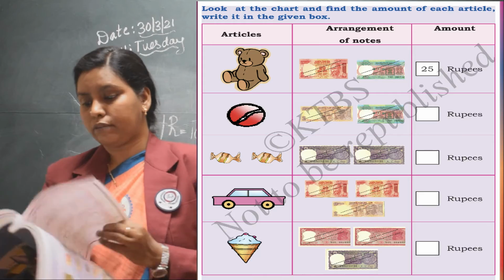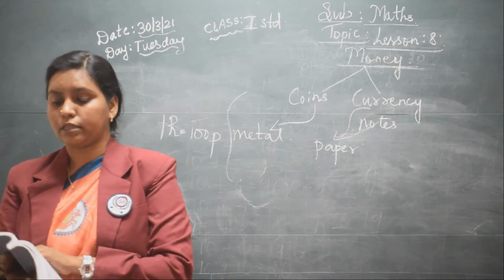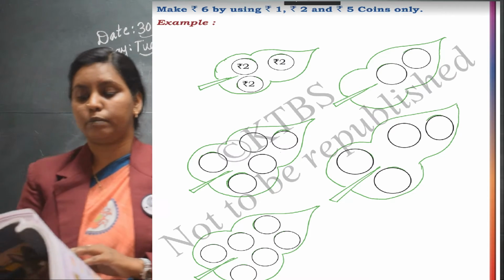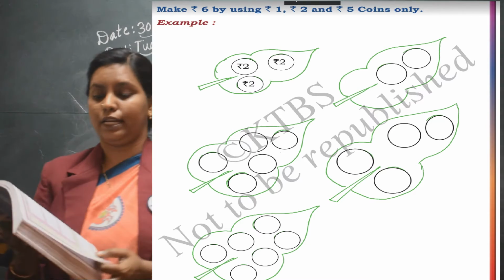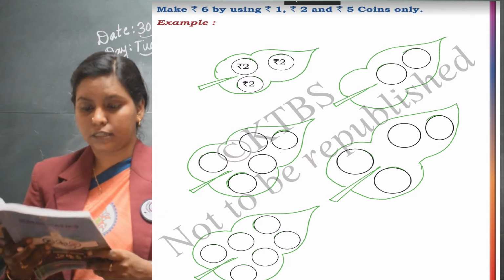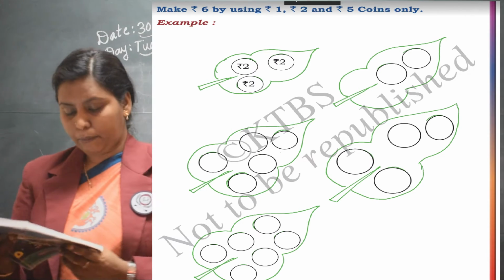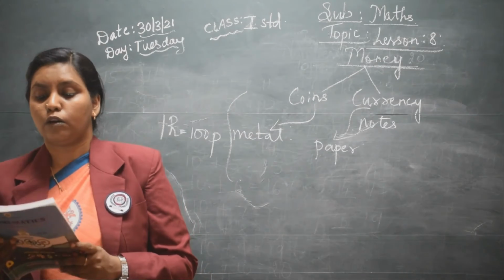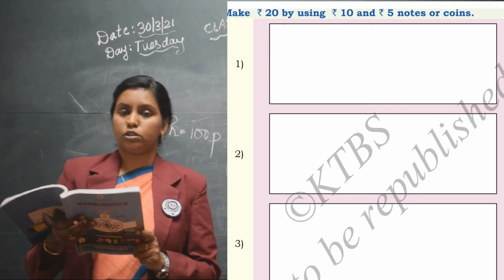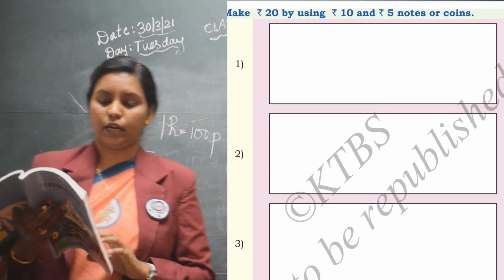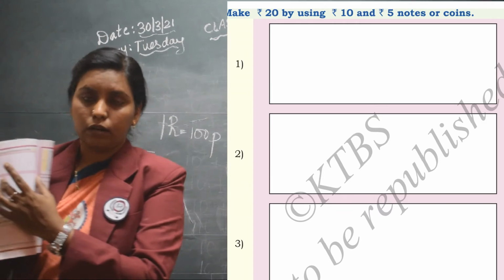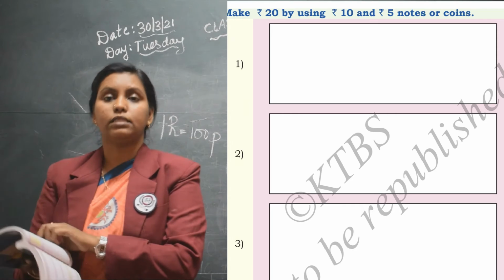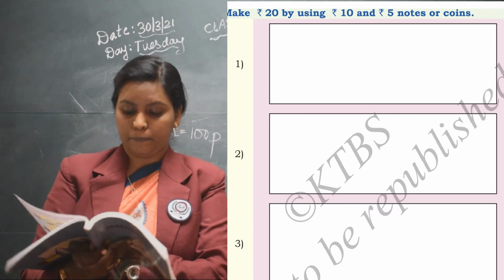So after that they have given you the activities. Make rupees 6 by using rupees 1, rupees 2 and rupees 5 coins only. So this is a very interesting activity. Then on page 162 they have given you: make rupees 20 by using rupees 10 and 5 notes or coins. Okay. So either you can write it here or you can draw the picture of the coins and notes to make it as rupees 20.